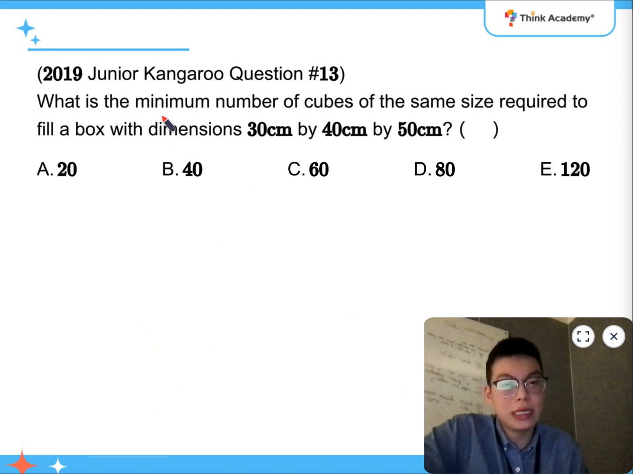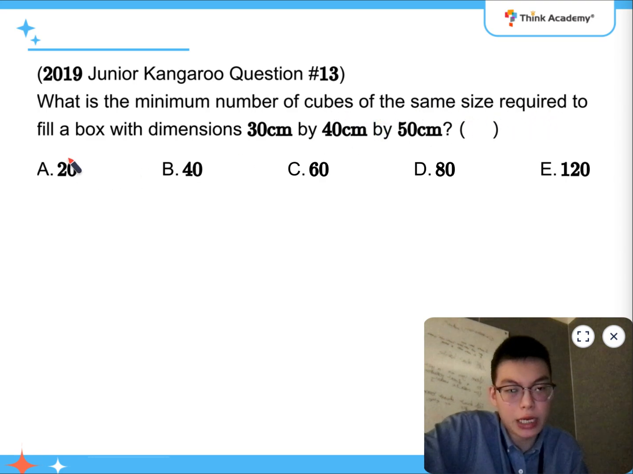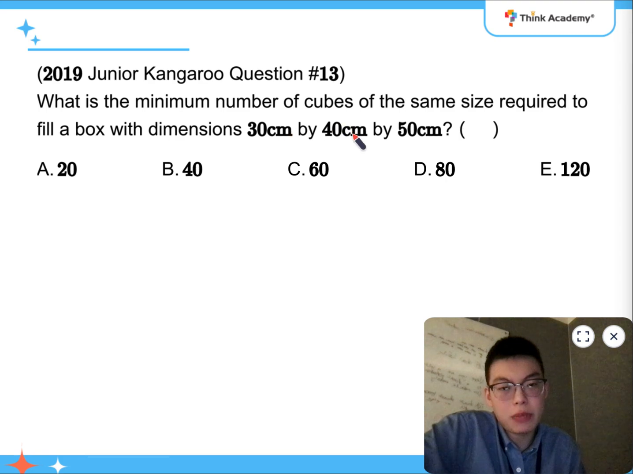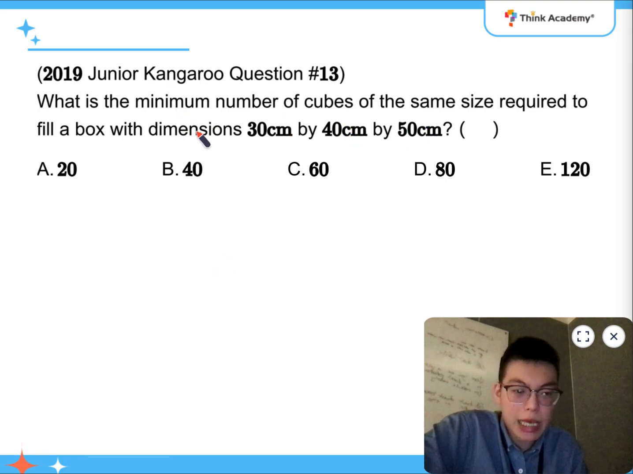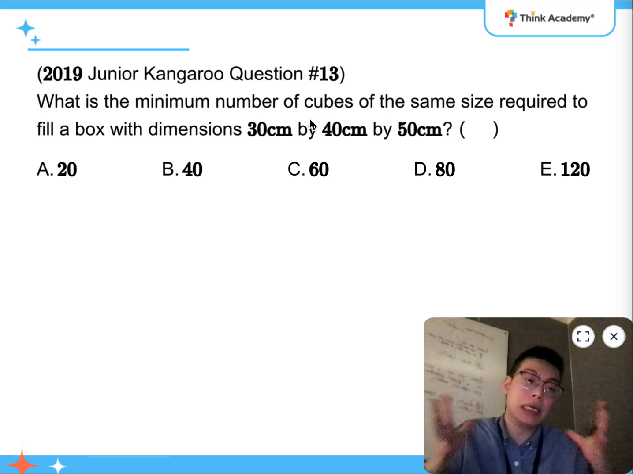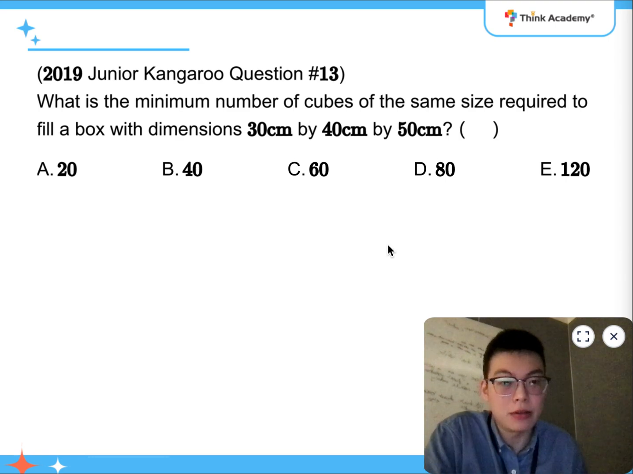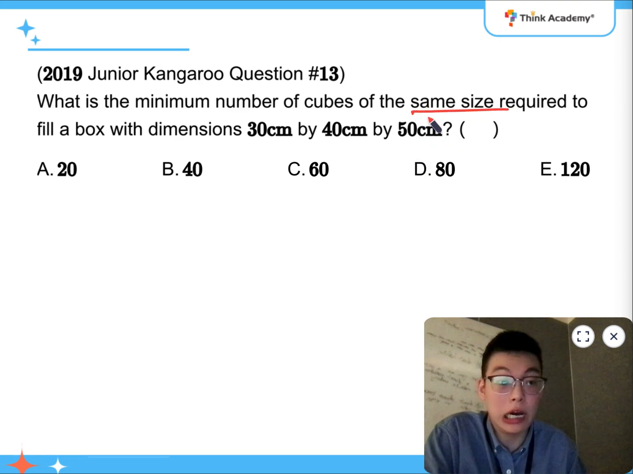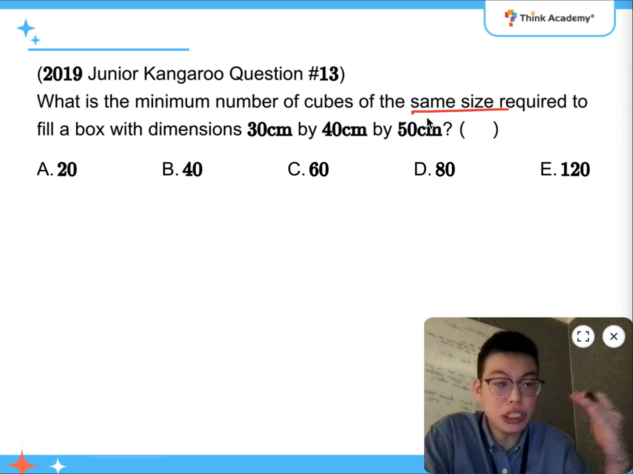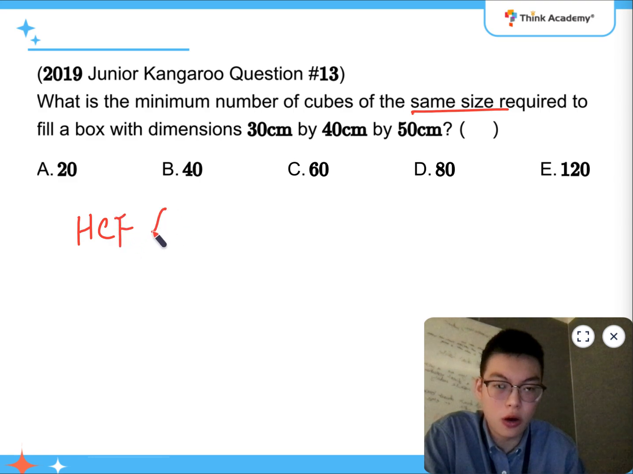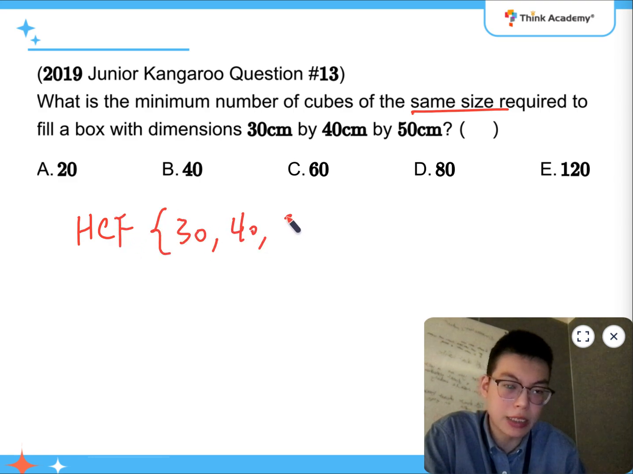And then the third one, what is the minimum number of cubes of the same size required to fill a box with dimensions 30 by 40 by 50? So if I want as few cubes as possible, it means that all of the cubes have to be as big as possible, right? But then all of them have to be the same size, which means that I can't choose any size I want. It has to fit into each dimension, right? So it means that I'm looking for the highest common factor of 30, 40, and 50 for the side length of the cube, which is going to be 10 centimeters.